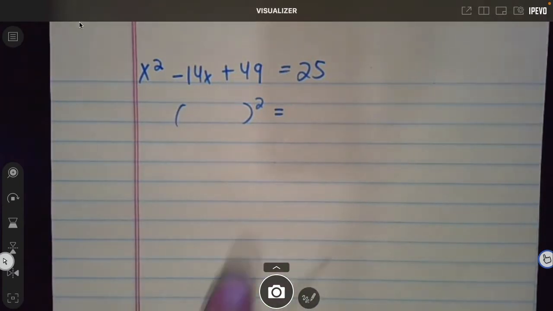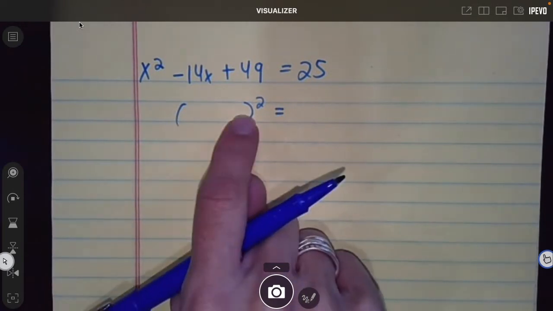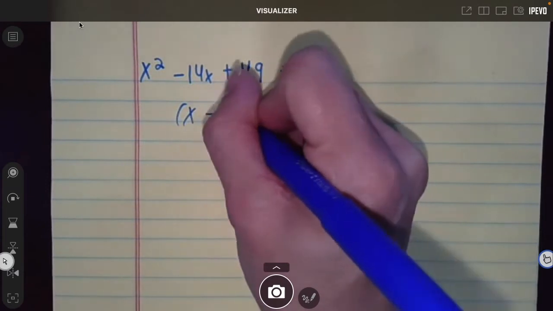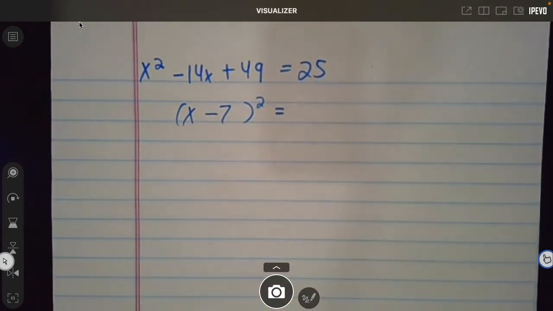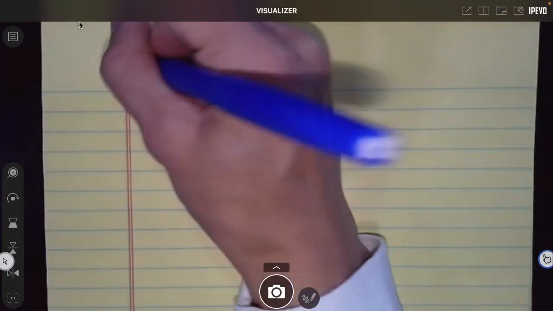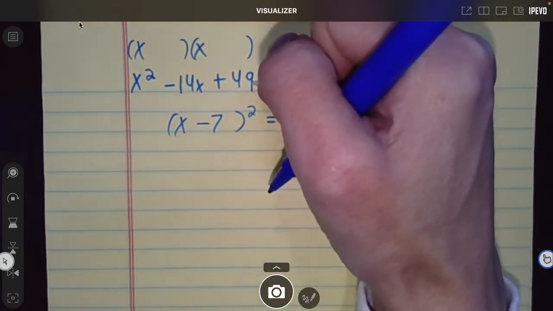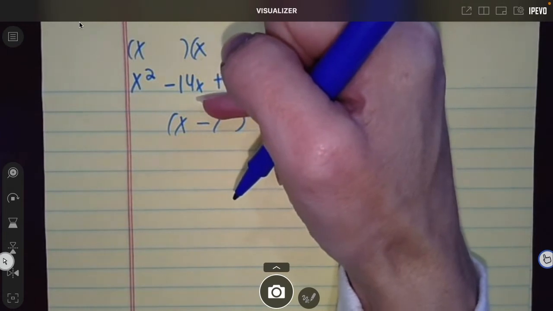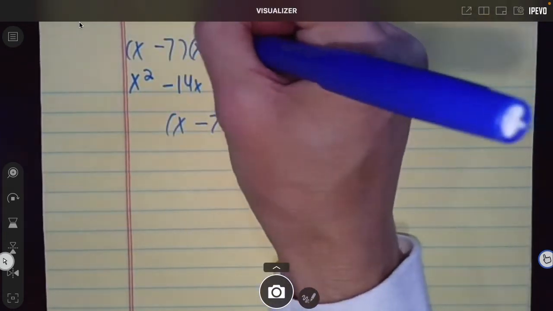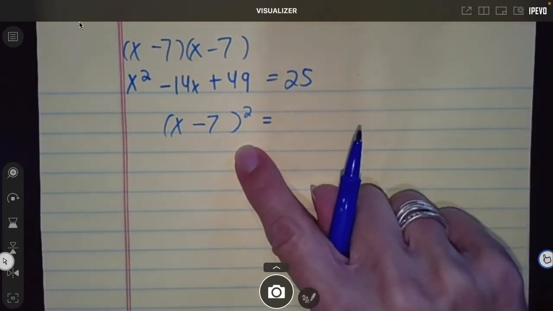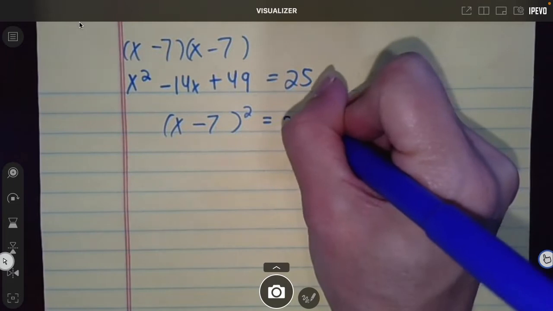Okay. So what are my numbers that go here? X and minus 7. Does everybody understand how in the world I got x minus 7? Well, let me go back to the old way of doing this. I would put an x and an x. What are factors of 49? 7 and 7. But they have to add to what? Negative 14. So it's x minus 7 and x minus 7. I wrote them twice, so I put x minus 7 squared. And then I have 25 over here.